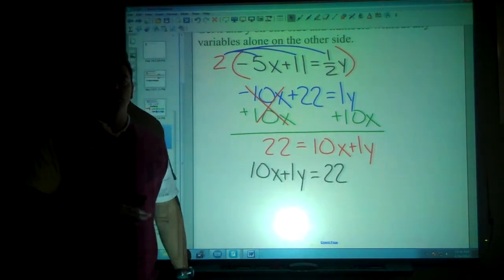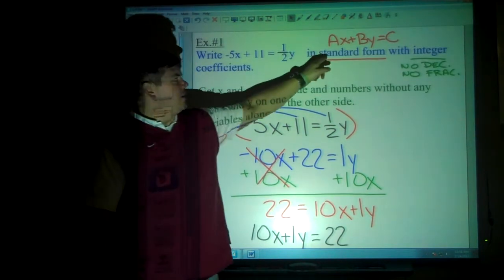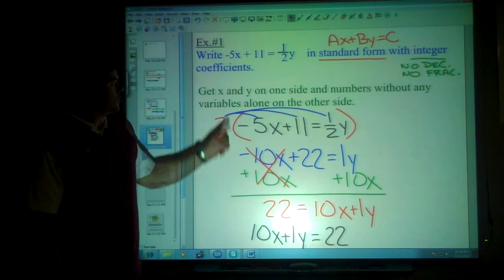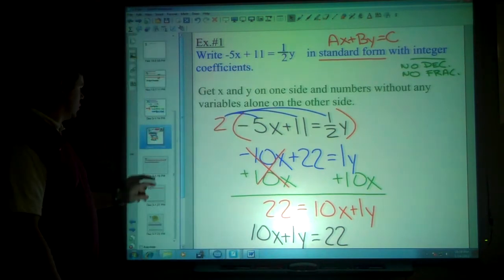And you have no decimals, no fractions. Satisfies the requirements of standard form with integer coefficients. Coefficients are the numbers in front of the variables. We must make sure they're integers.